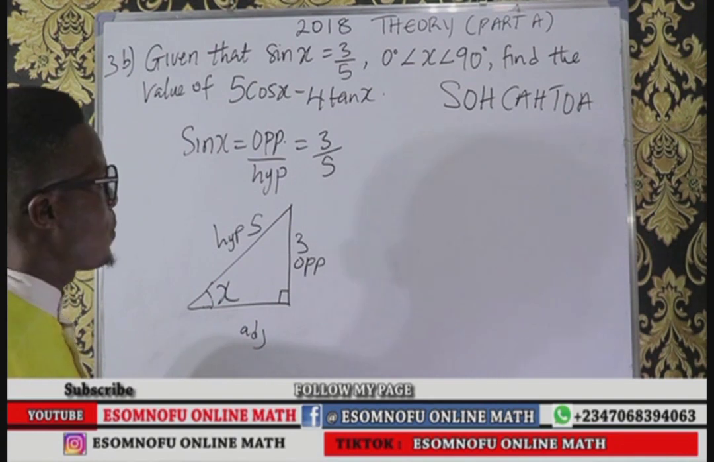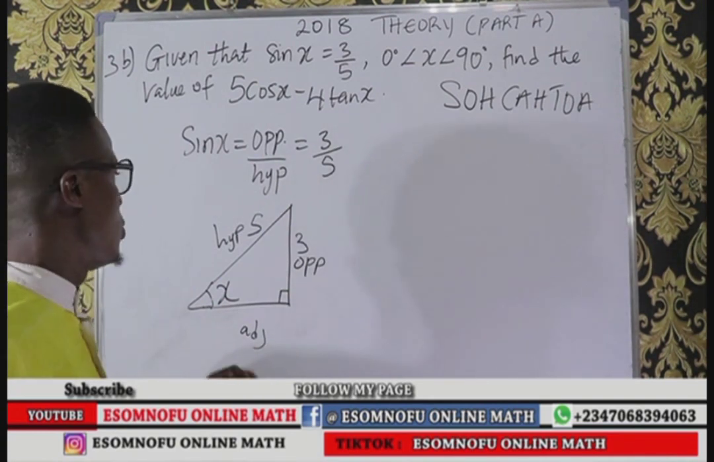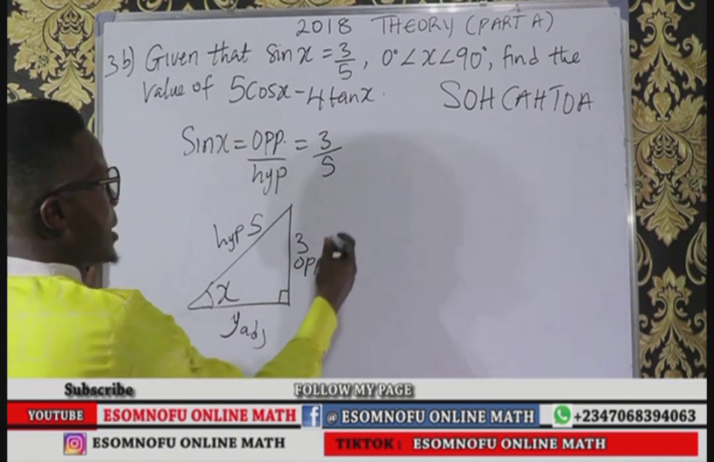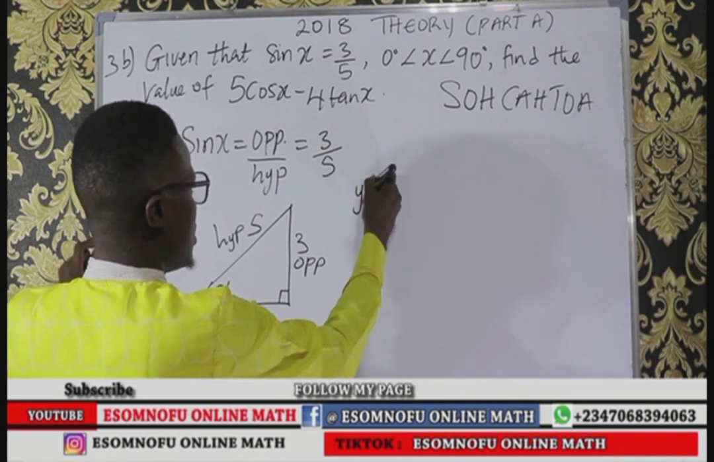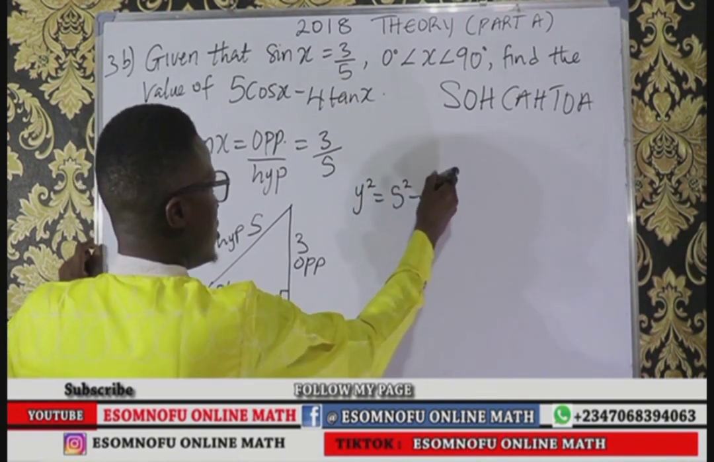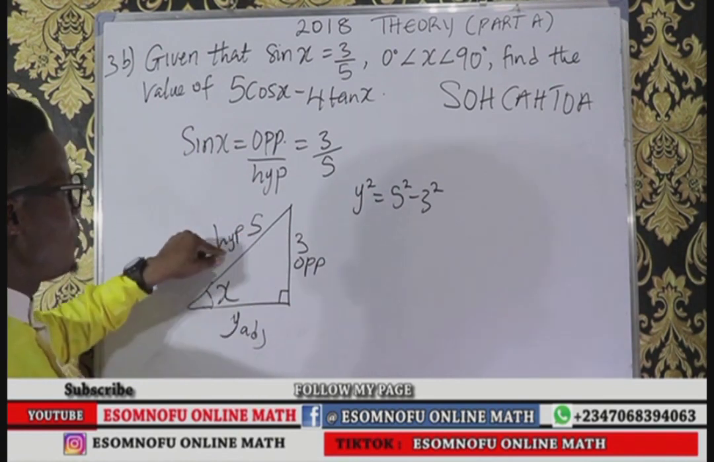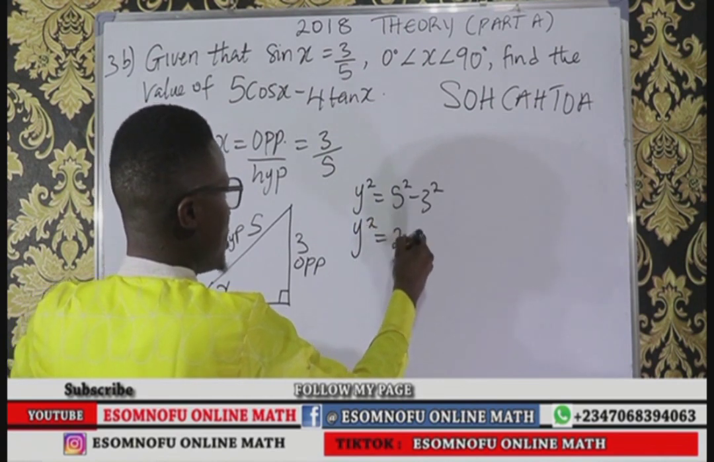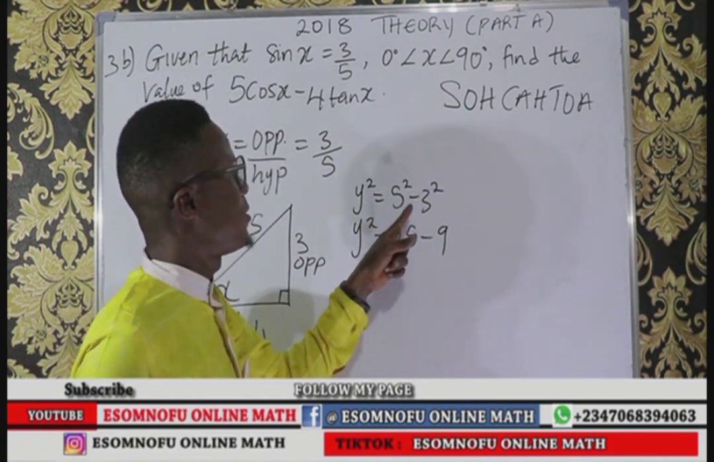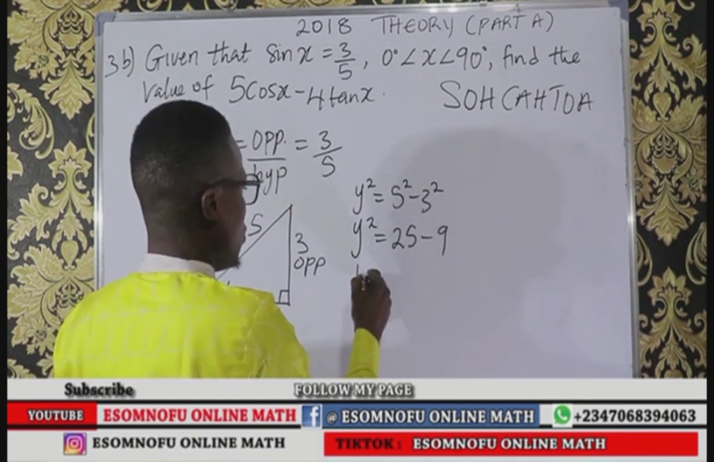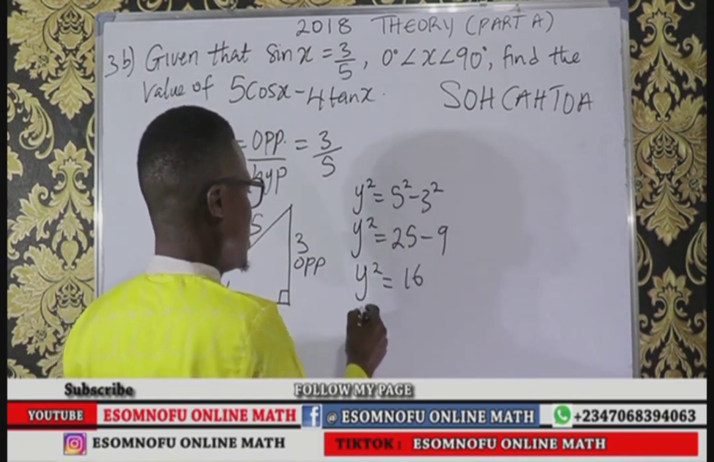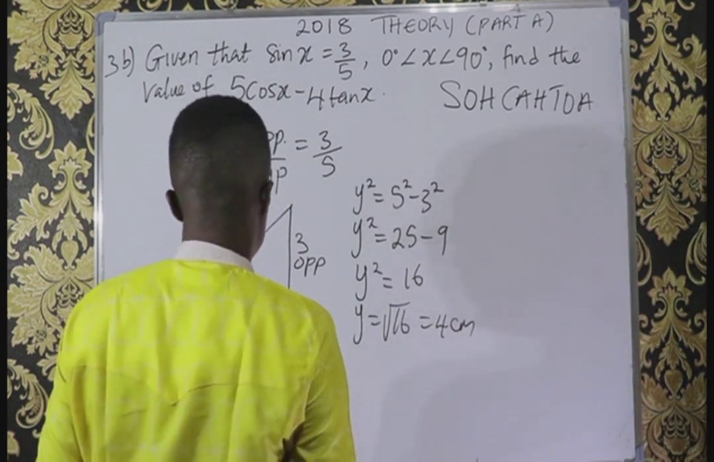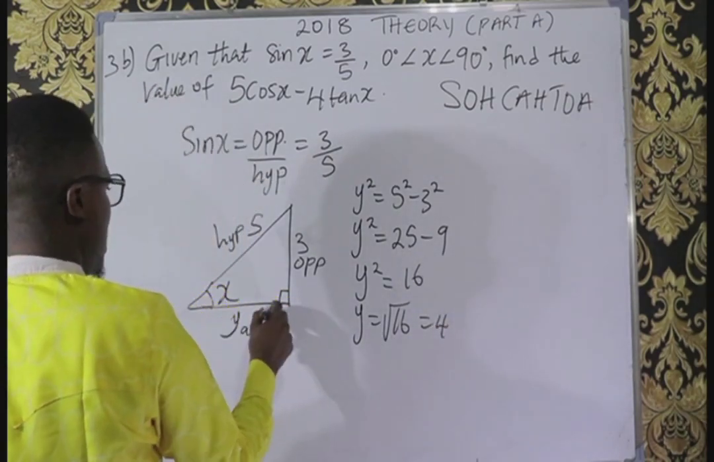If you are conversant with Pythagoras triple, you know that here will be 4. But even at that, let me call it y. Using Pythagoras theorem, y squared is equal to 5 squared minus 3 squared. I am subtracting because I'm not looking for the hypotenuse, which is the longest side. So y squared is 25 minus 9, because 5 squared is 25 and 3 squared is 9. That gives 16, hence y is the square root of 16, which is 4 cm, or 4 units. So here is now 4.